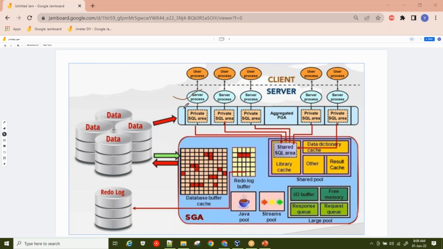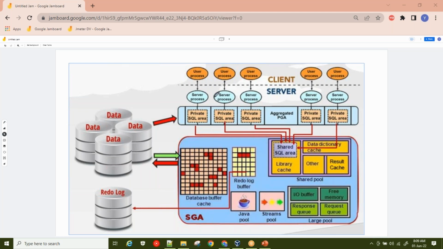Now what is this PGA? It is called the private global area, or sometimes the program global area. From the name itself, it is a memory area that is dedicated to one single user. However many users there are, that many private SQL areas will be created inside this PGA. So this PGA is where the individual user process is stored.